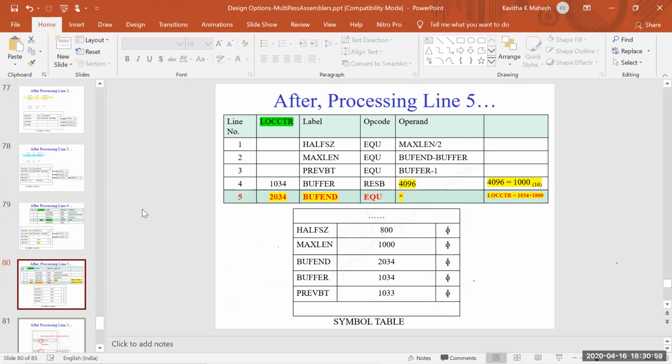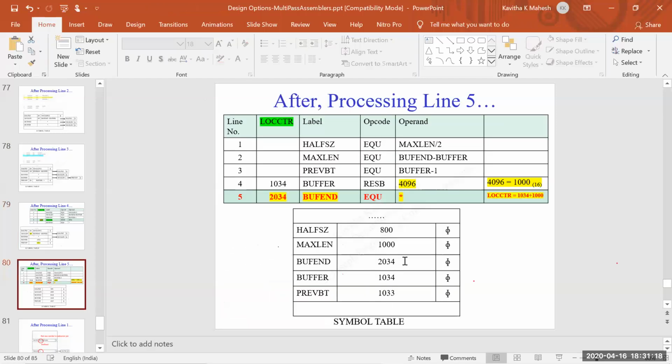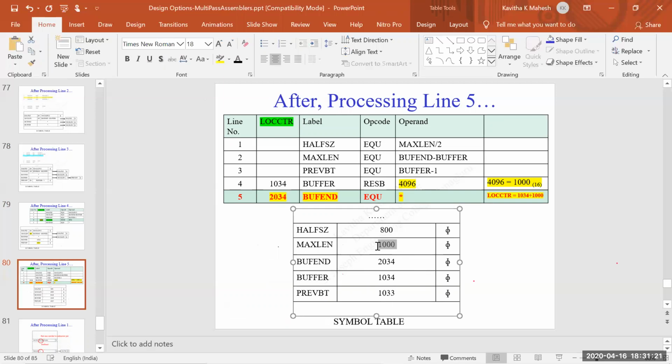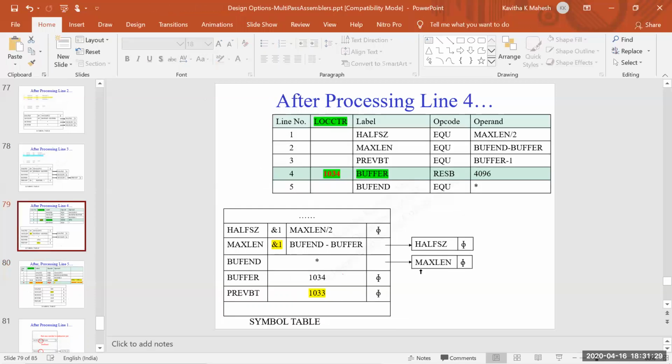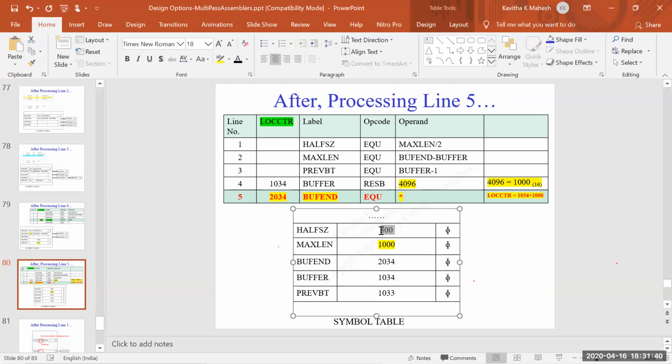Now coming to the last statement, which is buffend EQ star. At this point, buffend is known, so buffend is 2034. But there was one symbol that was dependent on buffend, which is maxlen. So you go back and evaluate maxlen. We evaluate maxlen as buffend minus buffer. Buffend is 2034, buffer is 1034. So we estimate maxlen as 1000. Also, again going back, once maxlen is known, you have to evaluate the value of half set, because half set is dependent on maxlen. So you see it here, half set is estimated as maxlen divided by 2, 1000 divided by 2, which is 800. Please note 1000 divided by 2 is not 500, because the values are all in hexadecimal.